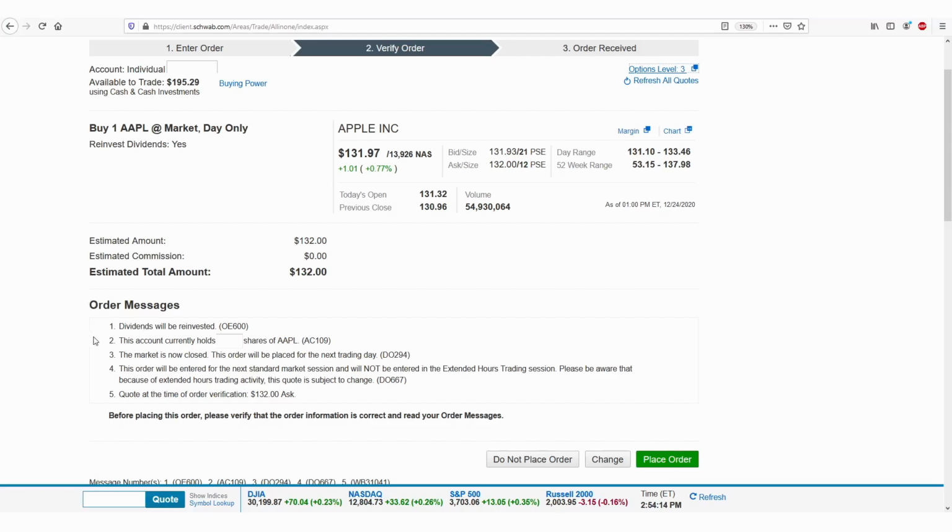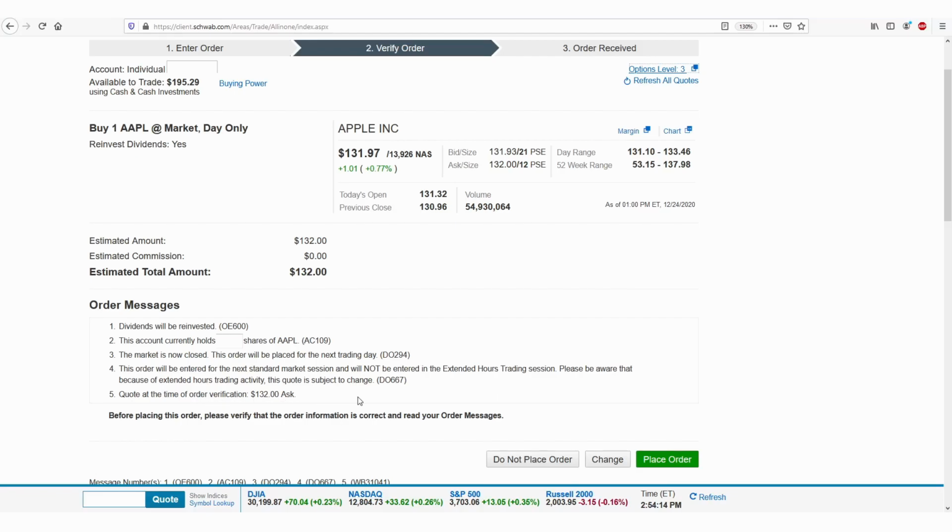2, it says your account currently holds X number of shares of Apple. 3, the market is now closed. The order will be placed for the next trading day. Because right now I'm showing this example while the market is closed, the order will be entered, and then on the next trading day, the order will be submitted for execution. If you're entering the order during the trading day, the order will be submitted immediately for execution. 4, the order will be entered for the next standard market session and will not be entered in the extended hours trading session. And 5, the quote at the time of order verification is $132 for the asked price.